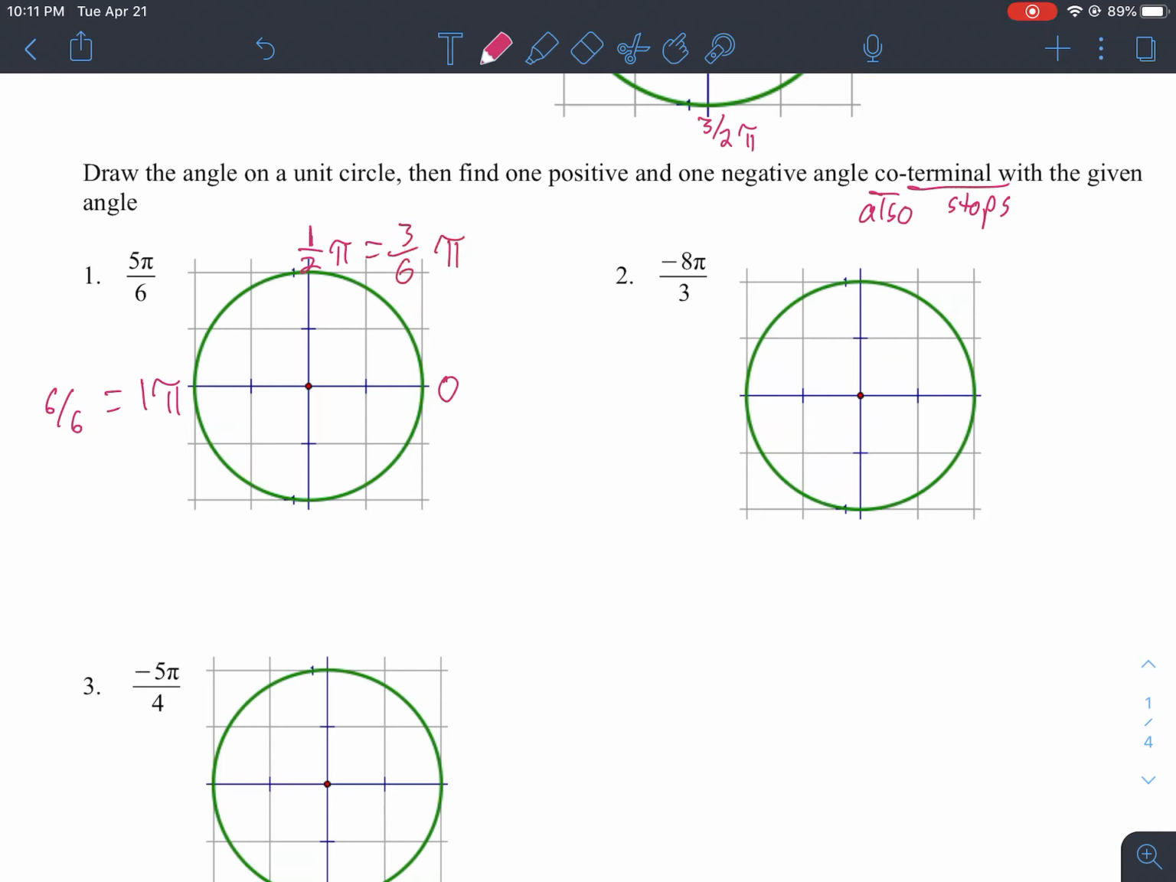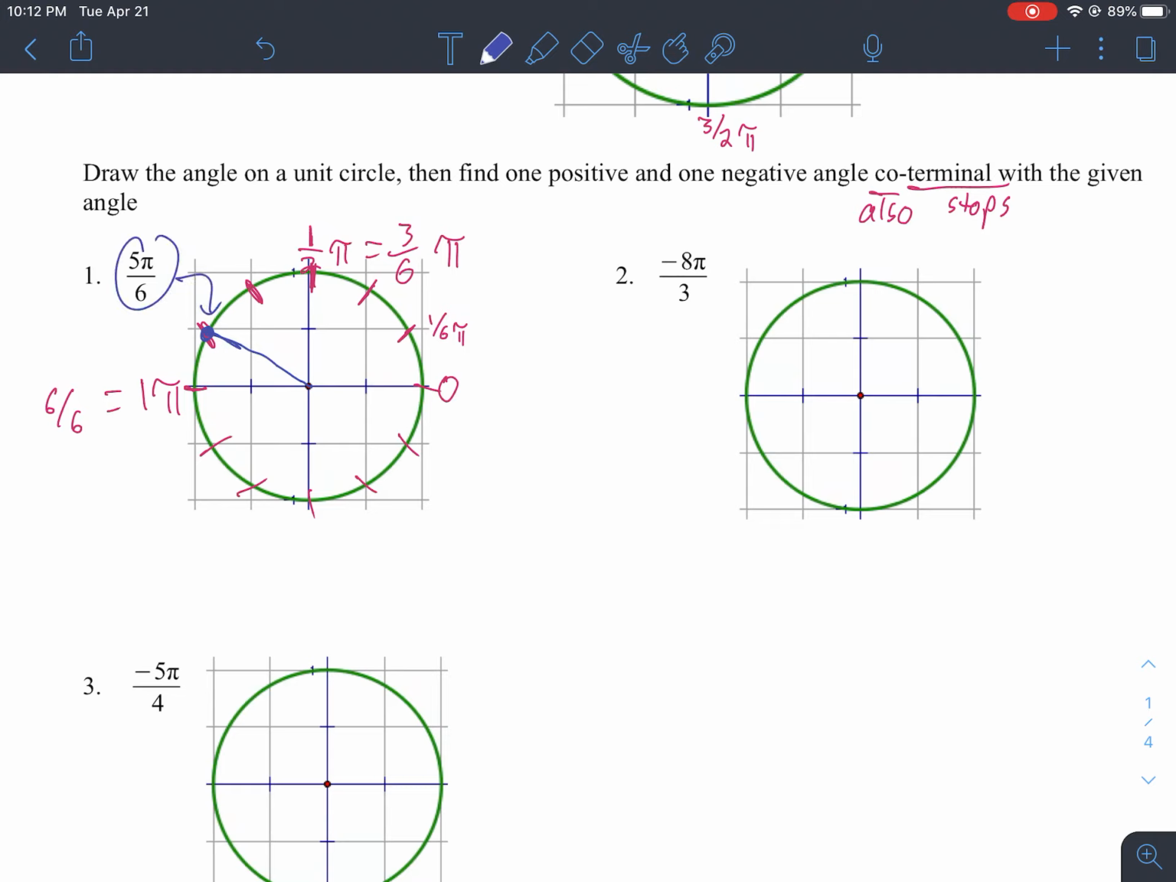So let's see here. Sixths would be about like 1/6, 2/6, 3/6, 4/6, 5/6, 6/6, somewhere in there. 7/6, 8/6, 9/6, 10/6, 11/6, 12/6. So those are all of my sixths, just for reference in the future. So 5/6 is 1/6, 2/6, 3/6, 4/6, 5/6. That one right there. That is 5/6 pi.